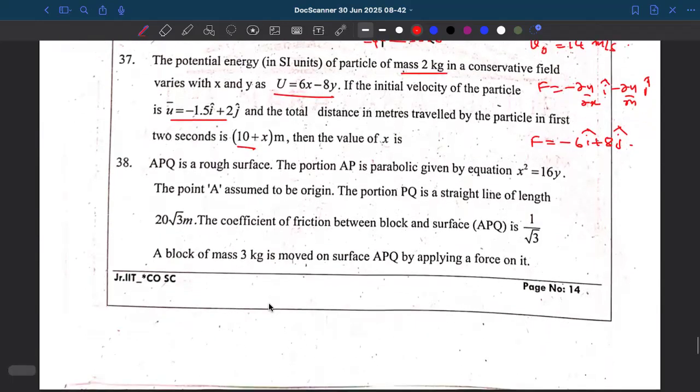This is ax, this is ay. ax is minus 6 meter per second square. ay is 8 meter per second square. x is minus 1.5. Is time given? No. Time is not given to me. So how to handle it? Is time given? It is a very easy question.